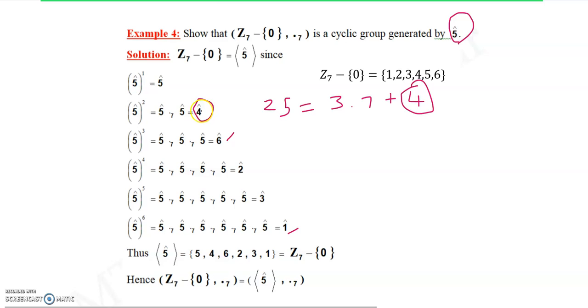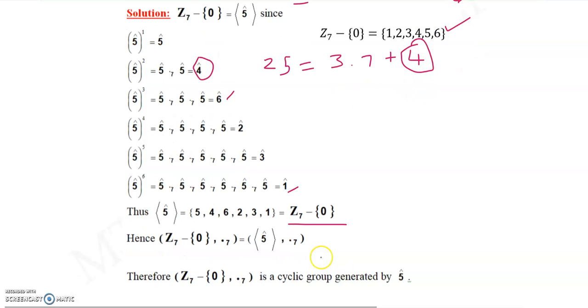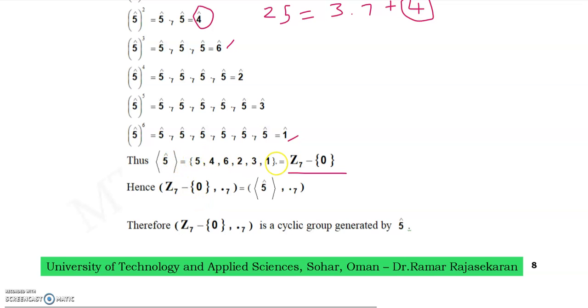Now you list all: 5, 4, 6, 2, 3, 1. See, the number 5 generates all these elements when you apply the binary operation multiplication modulo 7. So this is equal to your set, because your set Z7 minus 0 is nothing but 1, 2, 3, 4, 5, 6. So 5 generates all these elements, and we can conclude that Z7 minus 0 is a cyclic group, no doubt.